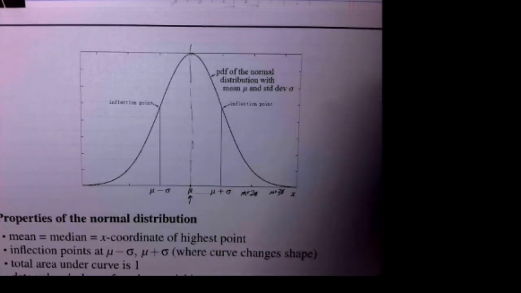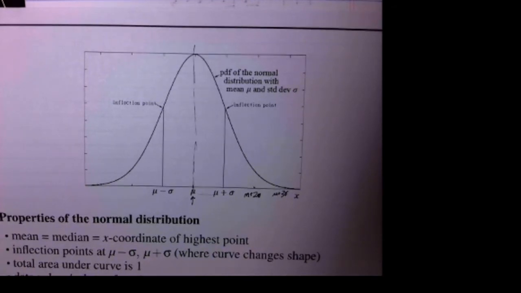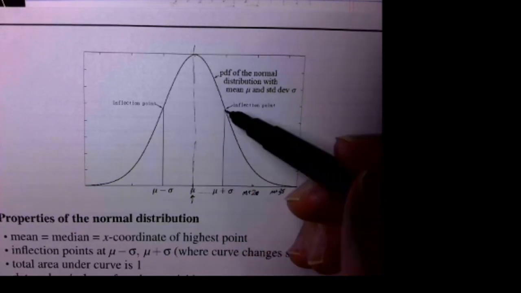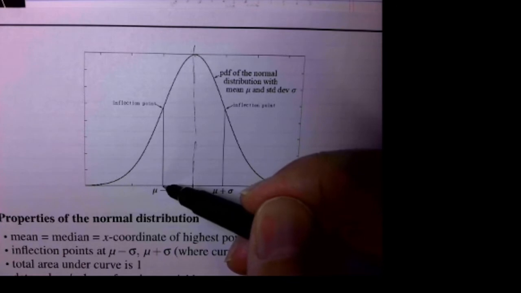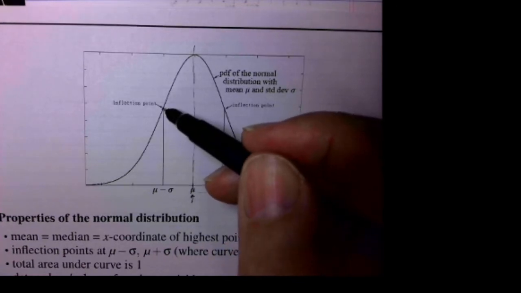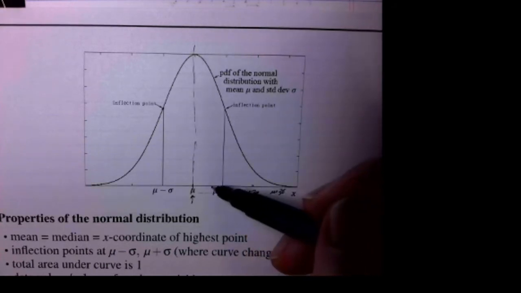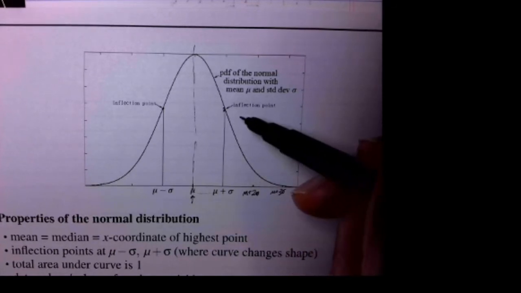The total area under the curve is 1 because the total area under any PDF is 1. We defined a probability density function not long ago, and one of the things about such a thing is that the area underneath it has to be 1. These points right here, if you go down to the x-axis, start at the mean and walk left 1 standard deviation, and then go up to the curve, you get to this point right here, which is called an inflection point of the curve. And the same thing happens if you walk right 1 standard deviation along the axis, and go up to the curve, you get to the other inflection point.